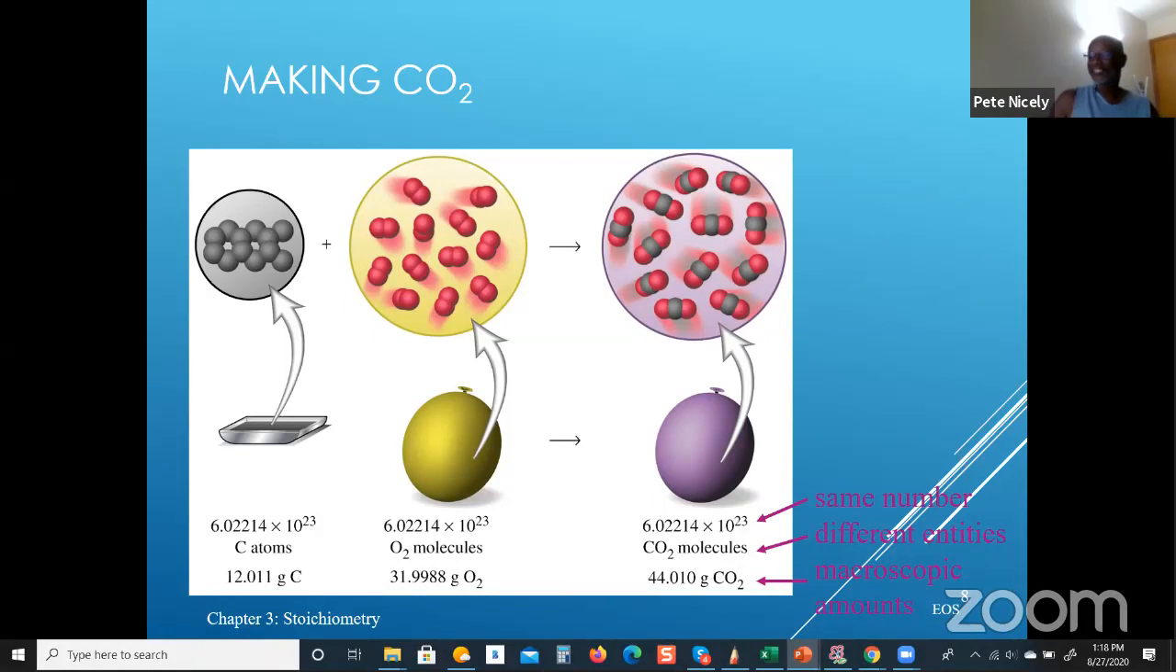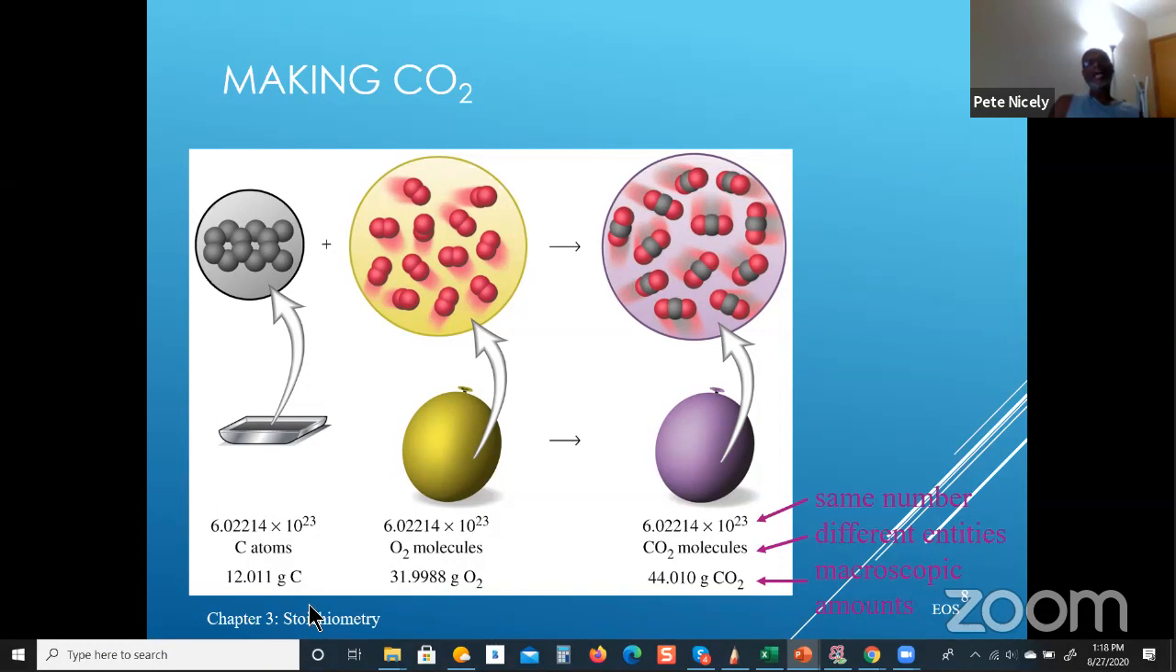And that is demonstrated here, where you have 1 mole of carbon, 1 mole of oxygen gas to form 1 mole of carbon dioxide, right? But you'll notice here that the masses are different. You have 12.011 grams of carbon, you have 31.9988 grams of oxygen in 1 mole, and you have 44.010 grams of carbon dioxide in 1 mole, right? So basically the moles would be the same, but the actual masses would be different, right? So these are what we call the molar mass, which we'll talk about later on.